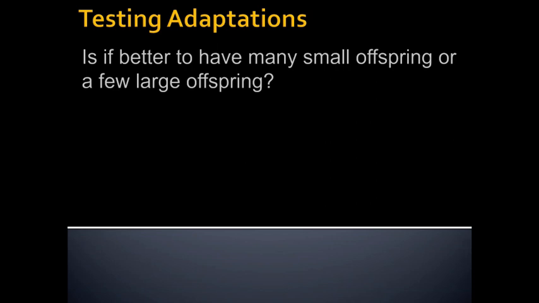So let's look at an example where they did a little bit of both, and we'll use it as a test case for how we determine whether or not something is an advantage. So, is it better to have many small offspring or a few large offspring? And this gets to a central idea, and we're going to talk about this idea through much of the rest of the semester, the idea of a trade-off.